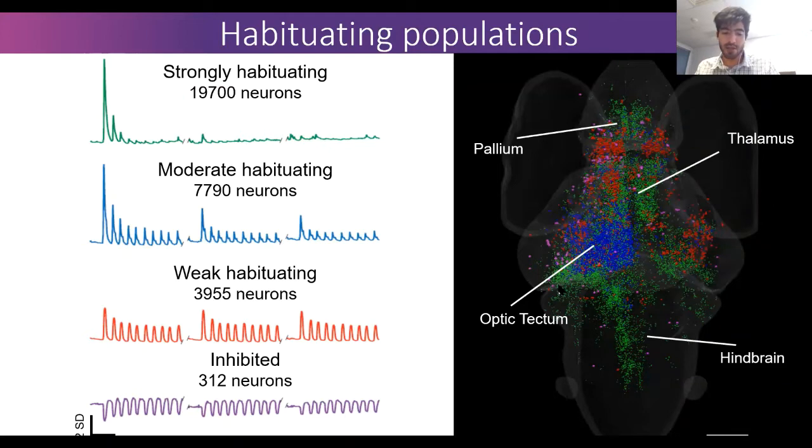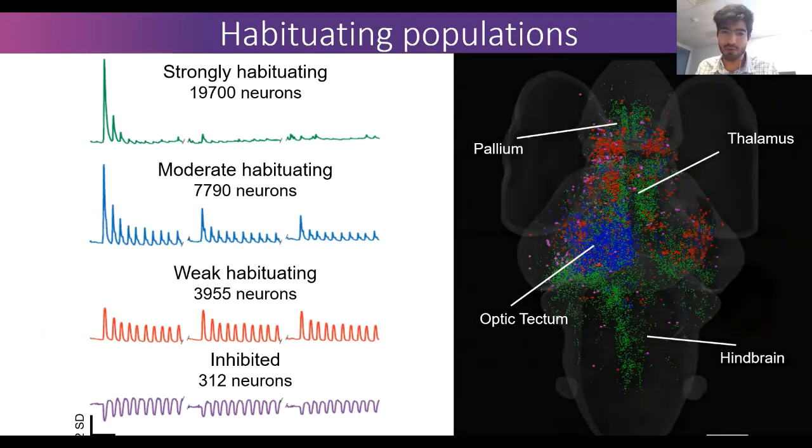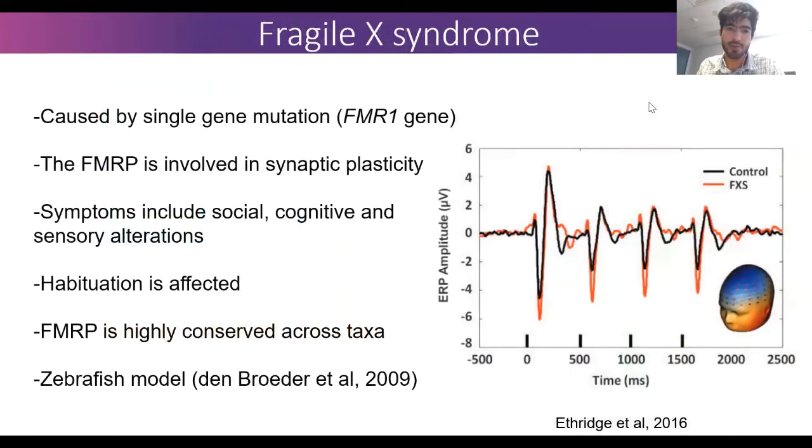And so once this paradigm, this protocol, was working and we were happy with it, we also decided to test it in several fish models of fragile X syndrome. Fragile X syndrome is caused by a single gene mutation, the FMR1 gene. This gene encodes the FMR protein that is involved in synaptic plasticity. And people with this syndrome usually have social, cognitive, and sensory alterations, but they often also have habituation deficits.